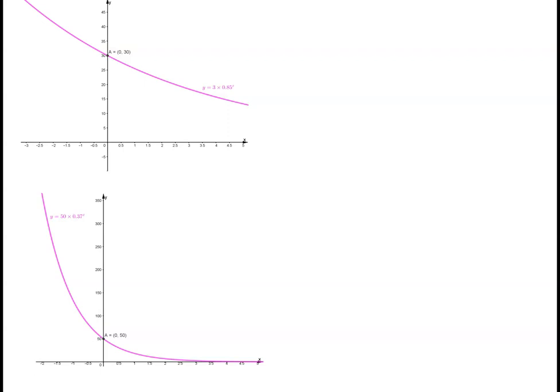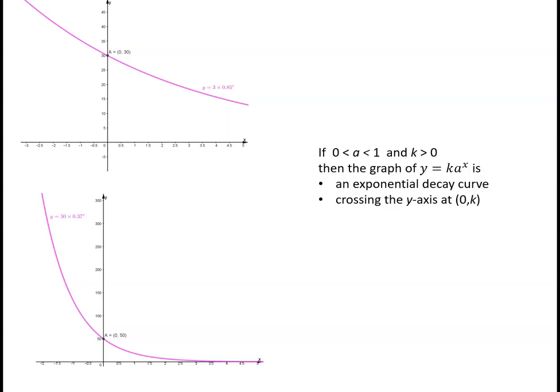So to generalize these results, if a lies between 0 and 1 and k is positive, then the graph of y equals k a to the power x is going to be an exponential decay curve which crosses the y-axis at the point 0, k.